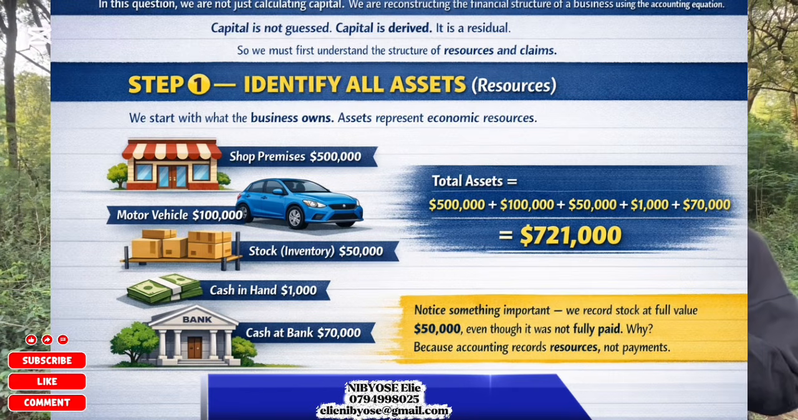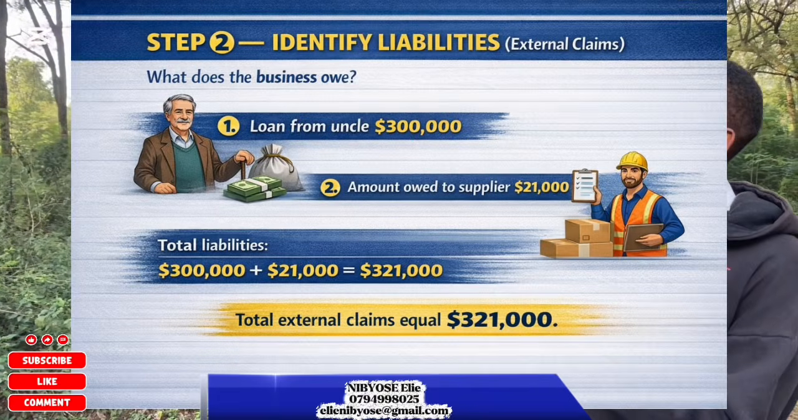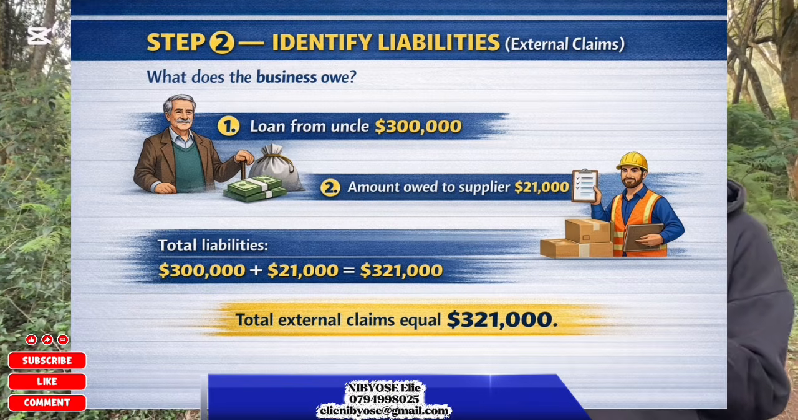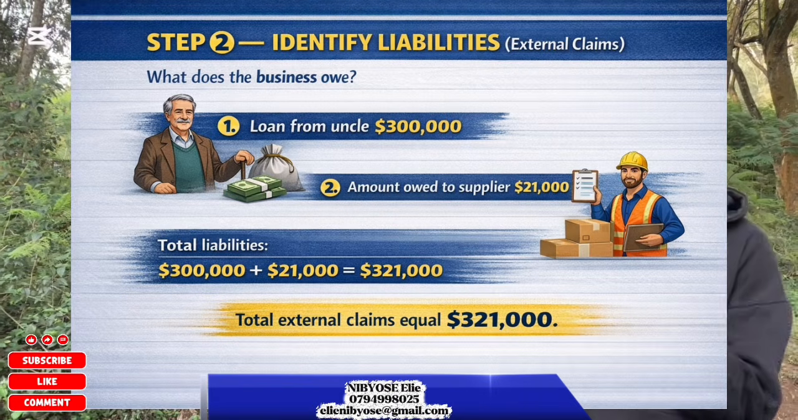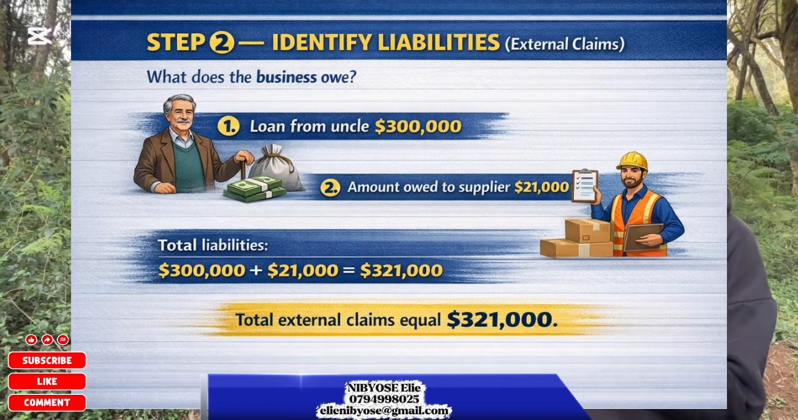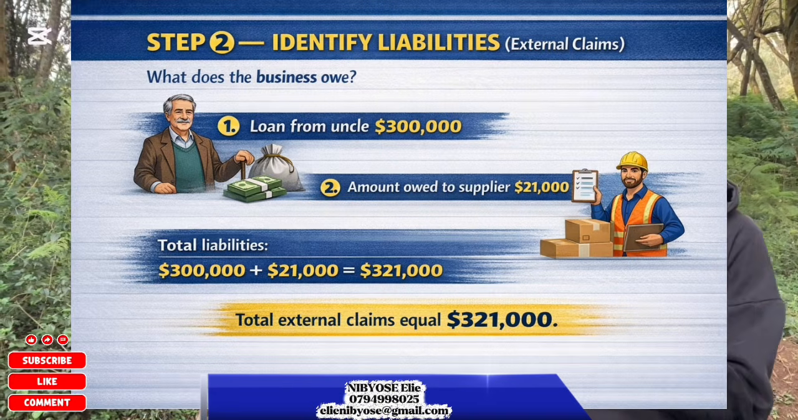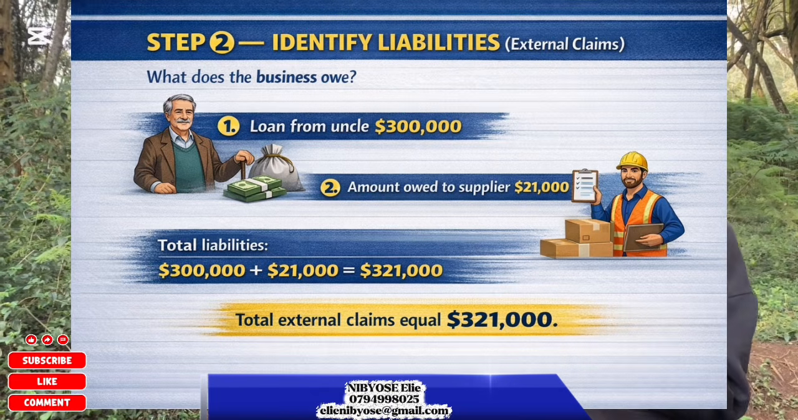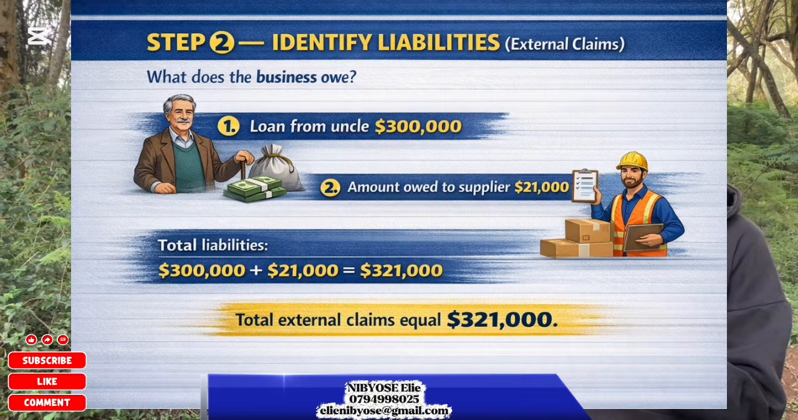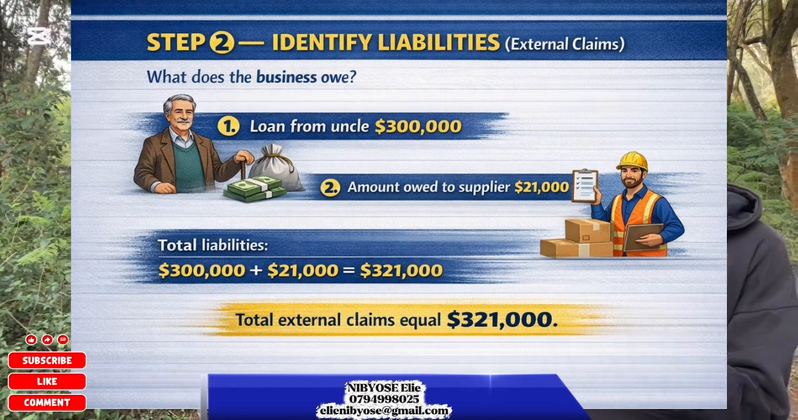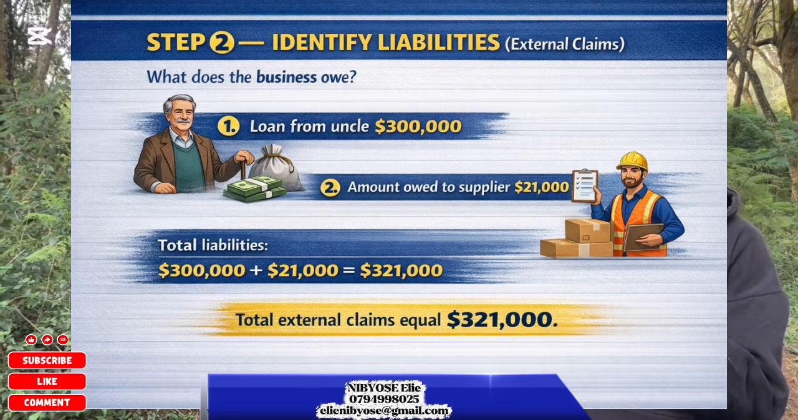So, step 2 is to identify all liabilities in our question. Liabilities in our question are a loan from uncle that is equal to 300,000 and amount owed to supplier that is equal to 21,000. So total liabilities, to sum it up, 300,000 plus 21,000, that is equal to 321,000.